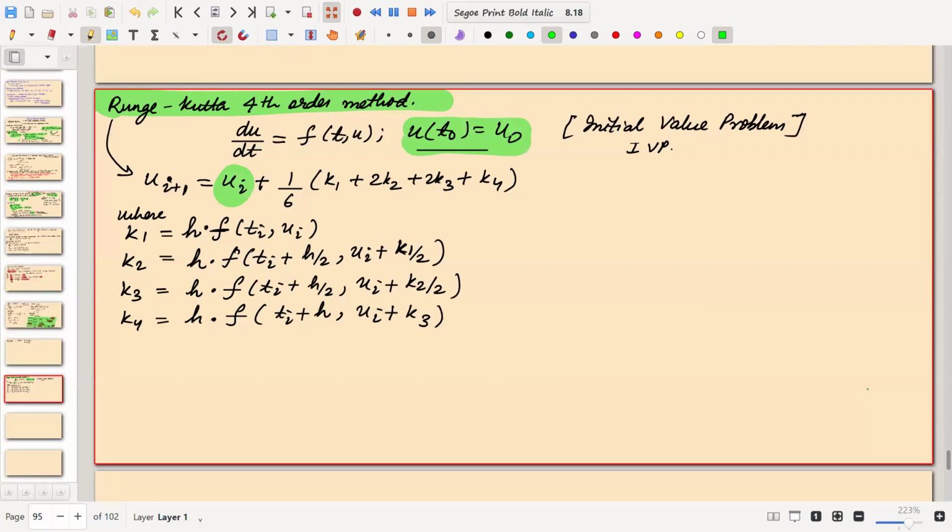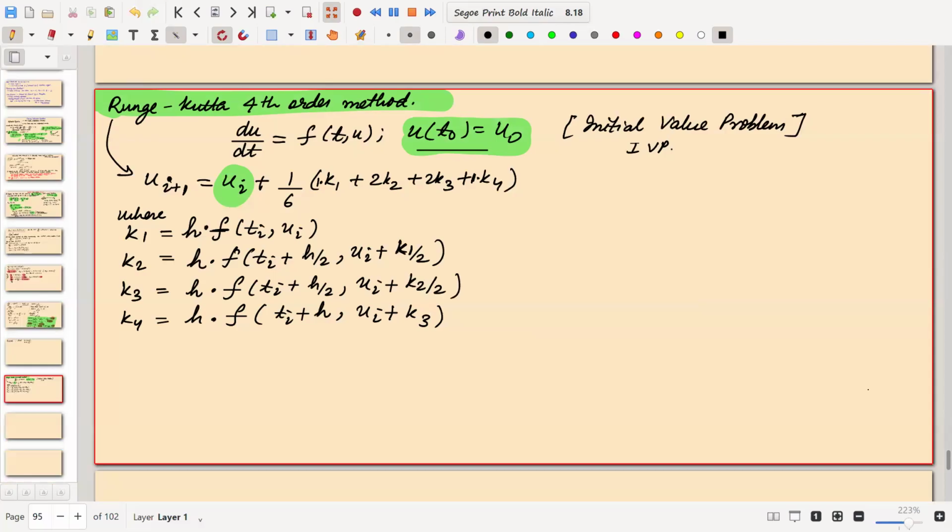Can you tell me what is nice here? The nicest thing here is that it is a weighted average. What do I mean by weighted average? You are multiplying K1 by 1 through K4 by 1. So sum the coefficients: 1 plus 2 plus 2 plus 1. What is it? 6. That's what you see in the denominator here, 6. So therefore, it's a weighted average of the coefficients. So 1 by 6 times K1 plus 2 K2 plus 2 K3 plus 1 times K4.